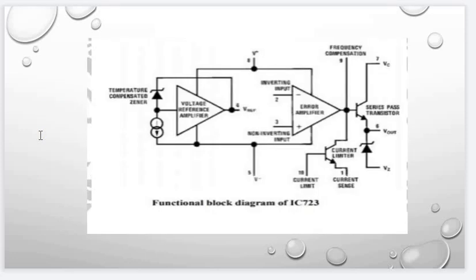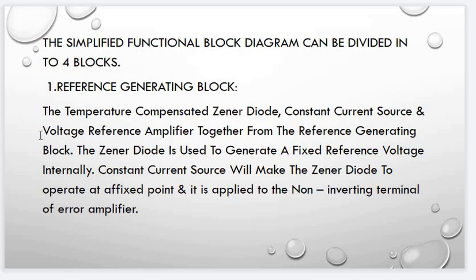The functional block diagram of IC723 is shown in the figure. This IC723 consists of a two-stage amplifier. The first stage is a voltage reference amplifier and the second stage consists of an error amplifier. The error amplifier output drives the current limiter as well as the series pass transistor.